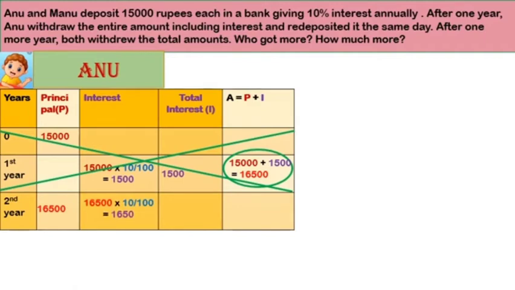Therefore, we want to find the interest using that principal amount, that is 16,500.